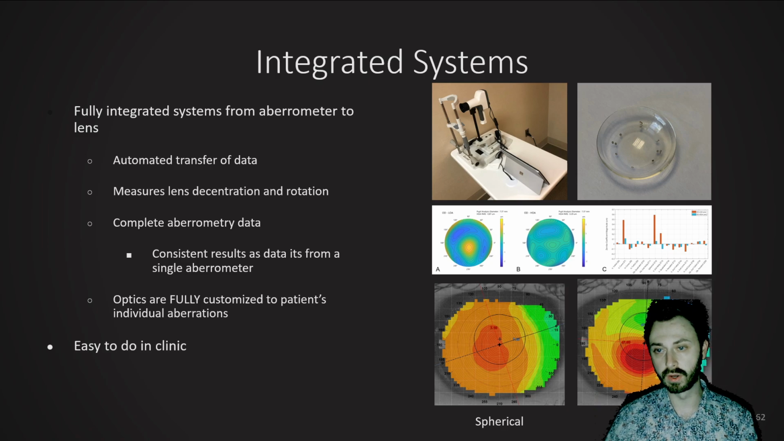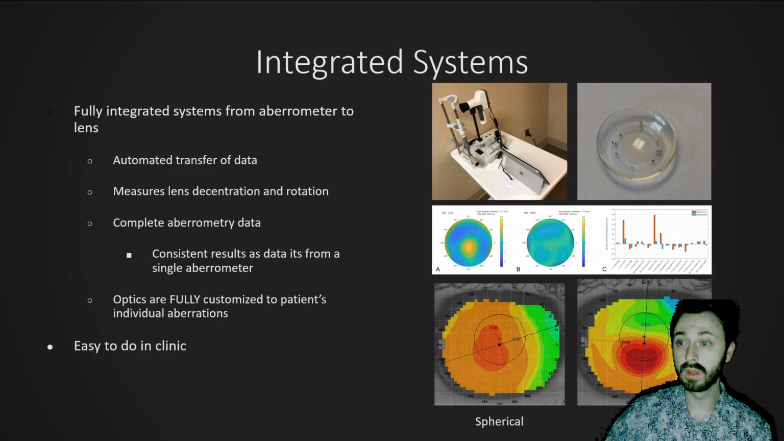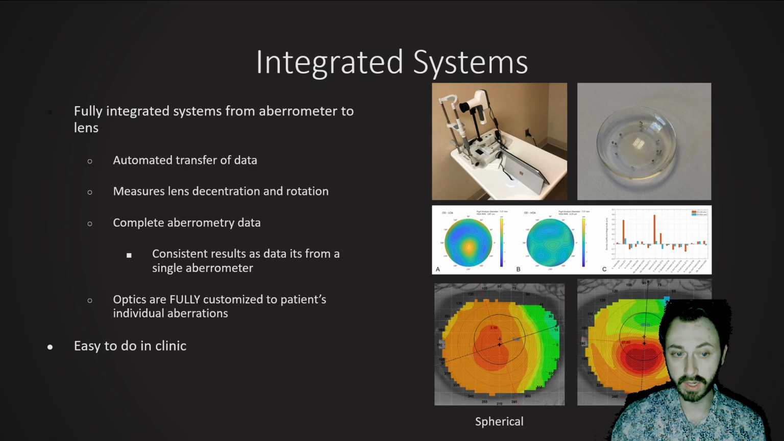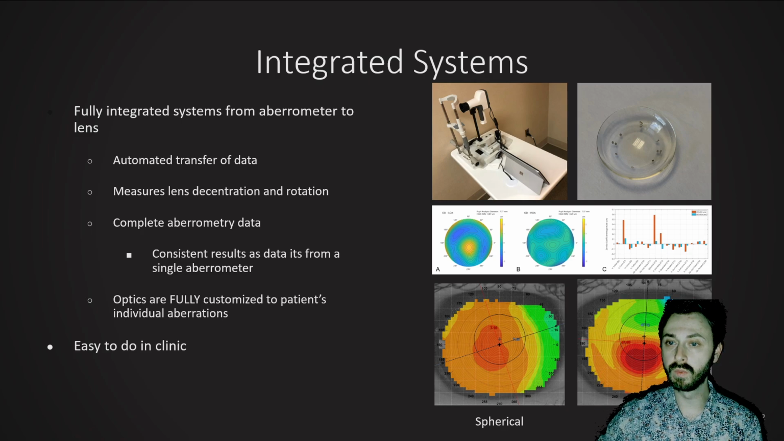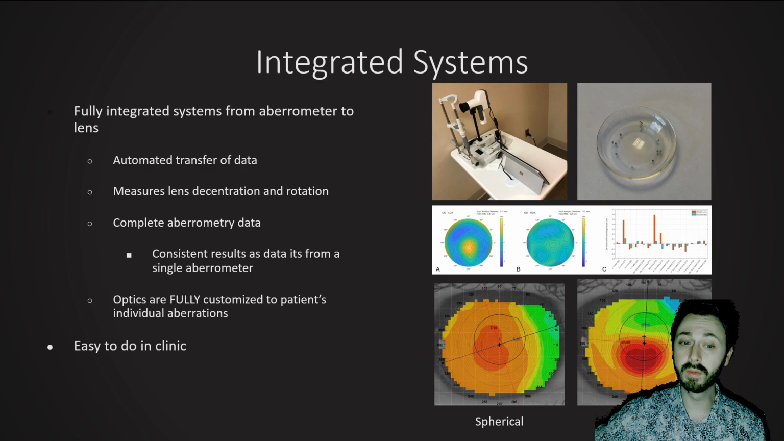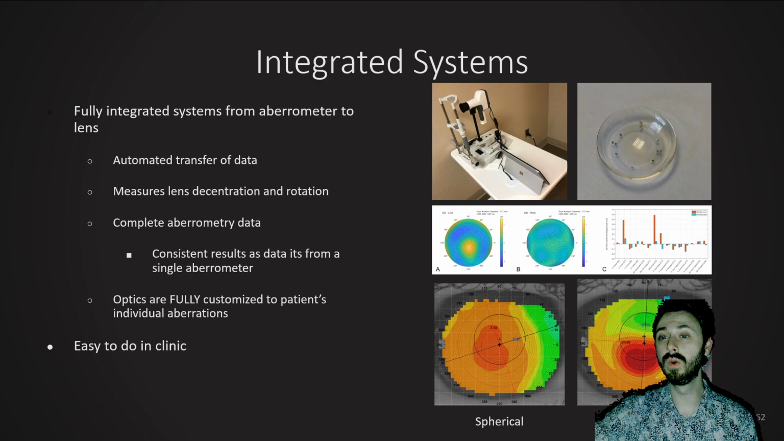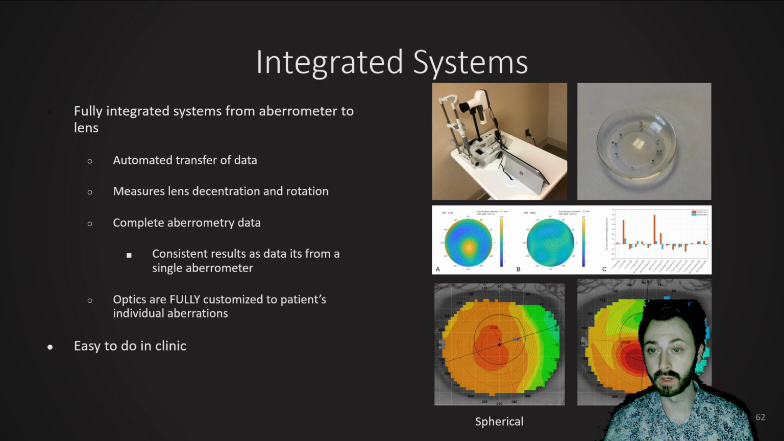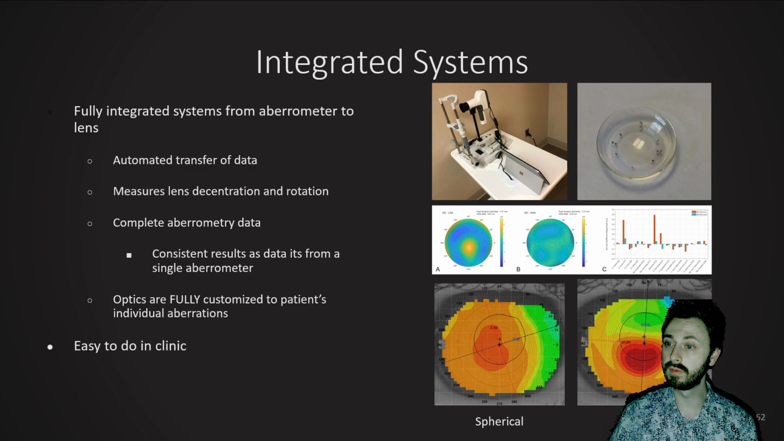The benefit of this integrated system is your photo, your lens parameters, your aberration measurements are all stored in one system and sent by HIPAA compliant means to the lab that you're with. It's all packaged as one, so whoever the consultant is that is working on it can see everything all at the same time. It also gives you super consistent results because you have one singular aberrometer taking these measurements, so it's easy to compare across scans.